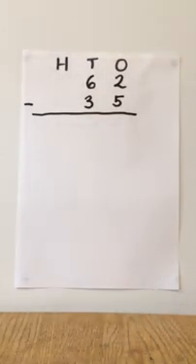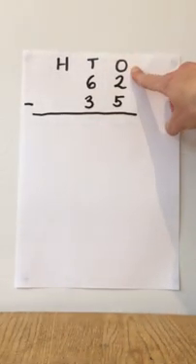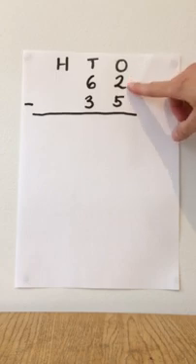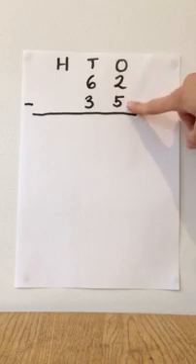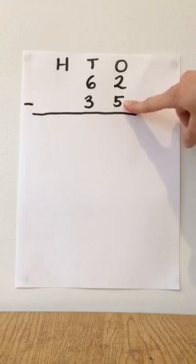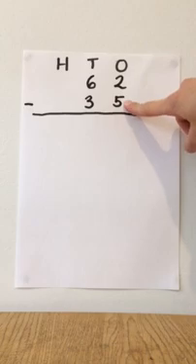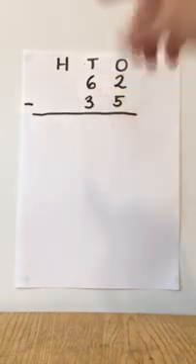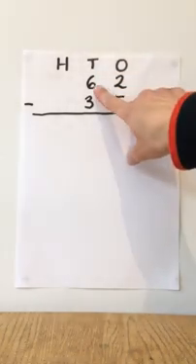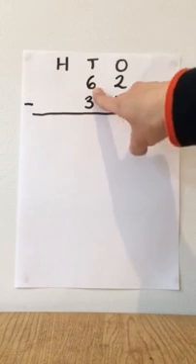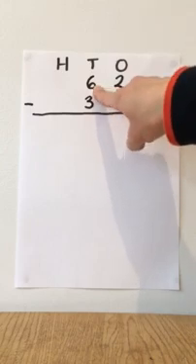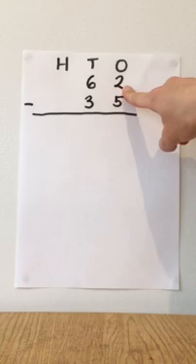Okay, so like last time, we always start in the ones column. So let's have a look at what ones we've got. We need to do 2 take away 5. Now you can't really do that without going into negative numbers, which is not what we want to do. So what we need to do is some regrouping. We need to have a look at the tens column. So in the tens column, we've got 6 10s here. So what we can do is we can take one of these 10s and move it into the ones column.